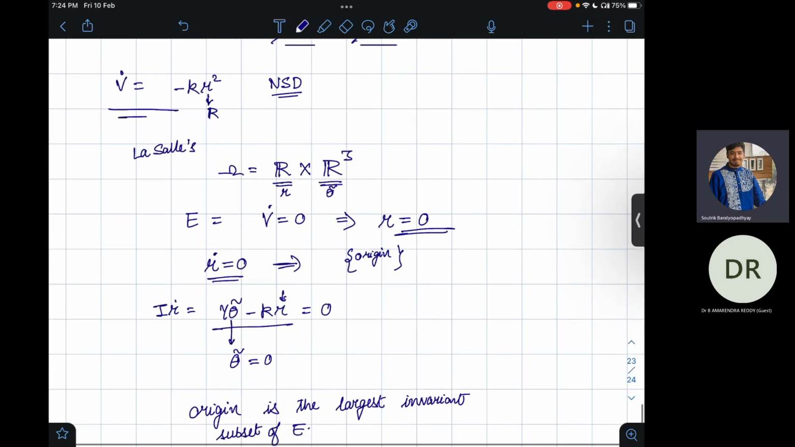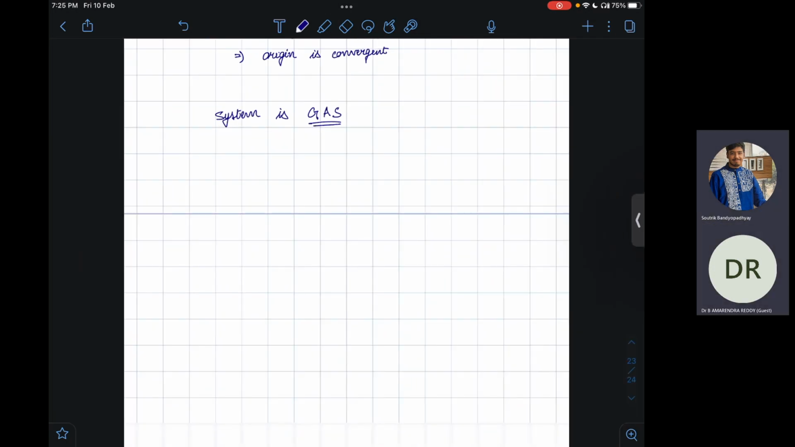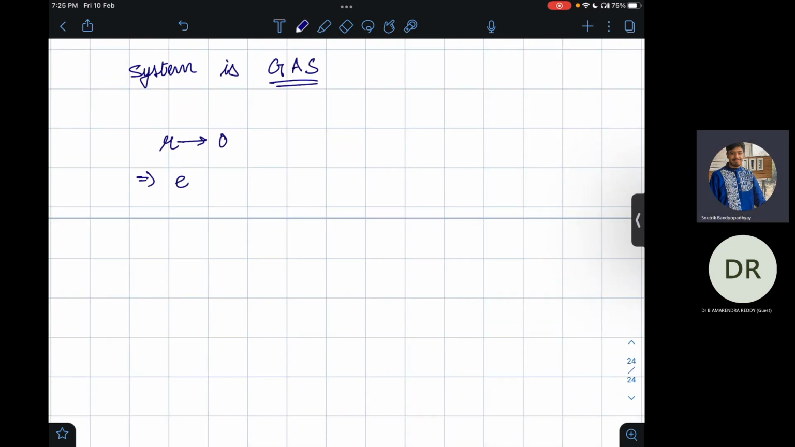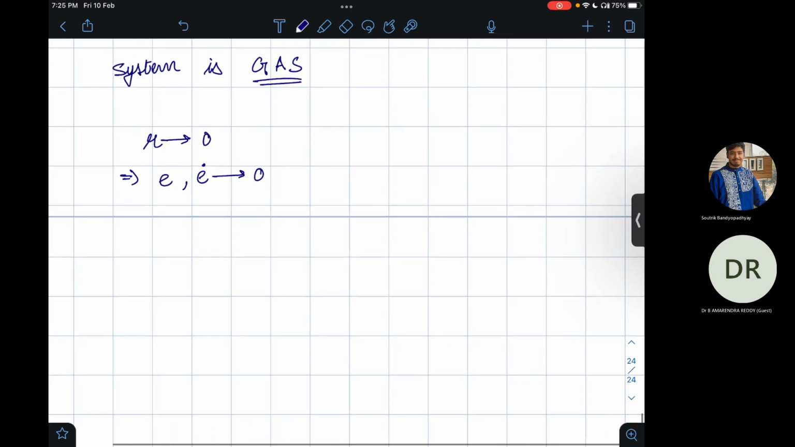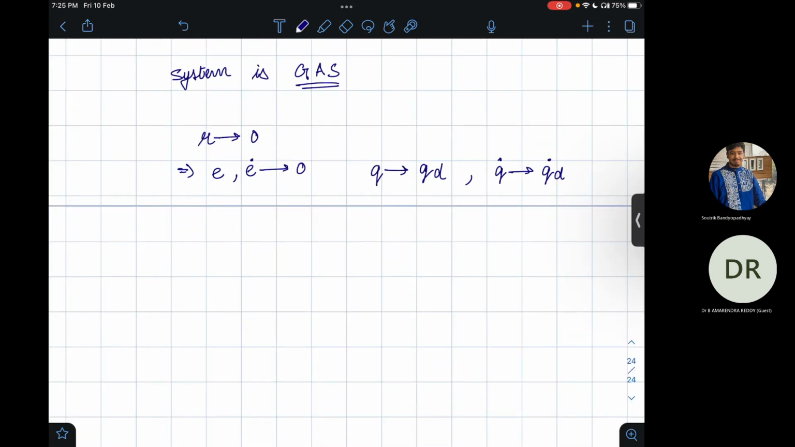So this result, V dot is equal to this. This system is globally asymptotically stable. Is that okay? This implies that r goes to 0. This implies e and e dot go to 0, right? This implies q goes to q desired and q dot goes to q desired dot, which is our original objective.